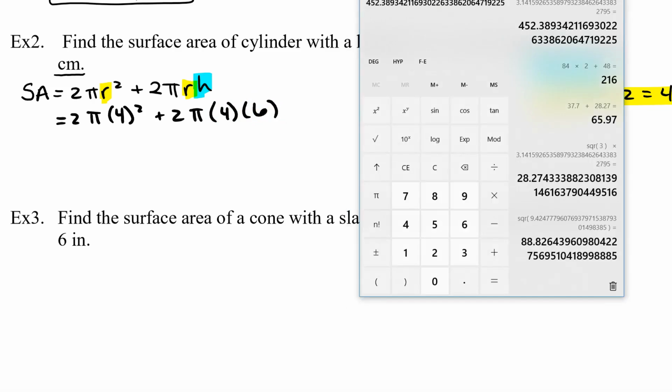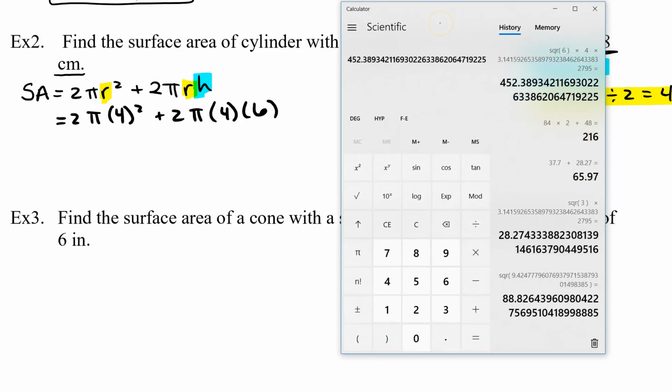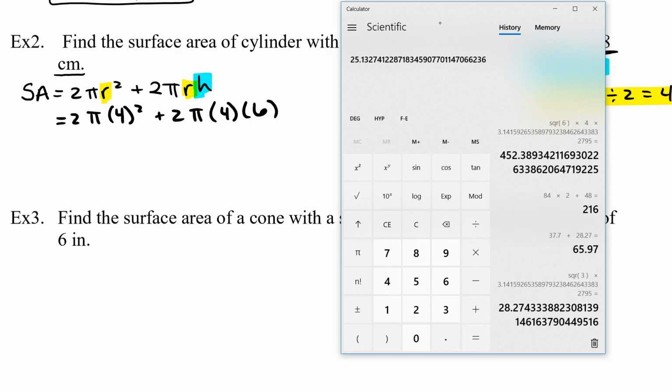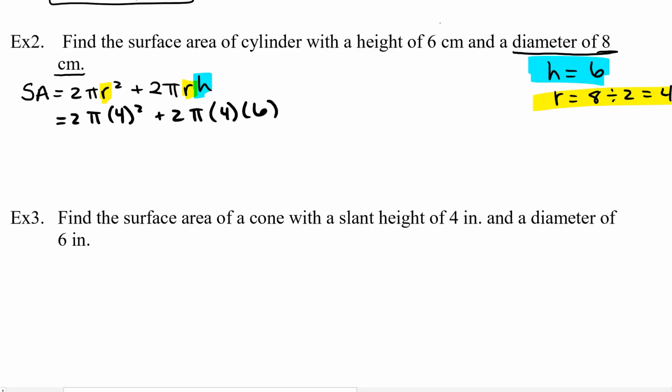So a very common mistake is when students type in 2 times pi times 4 squared, they go 2 times pi times 4, and then they hit the equal button, and then they square that whole thing. They're not taking into consideration the proper order of operations. Remember, what you want to do is make sure that you do the exponents first, always, always.